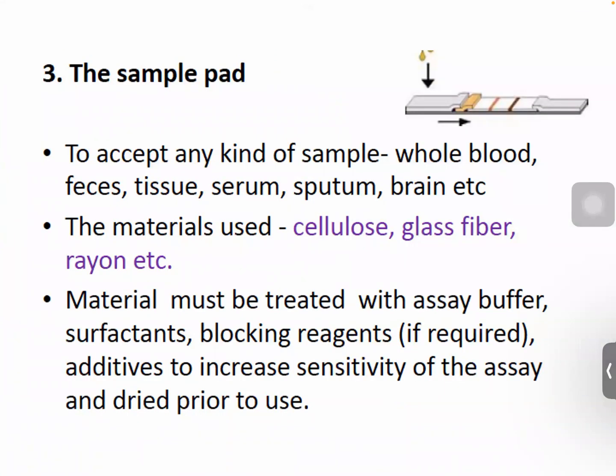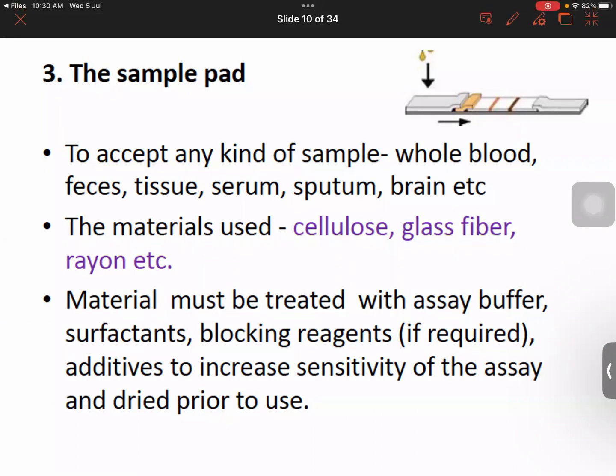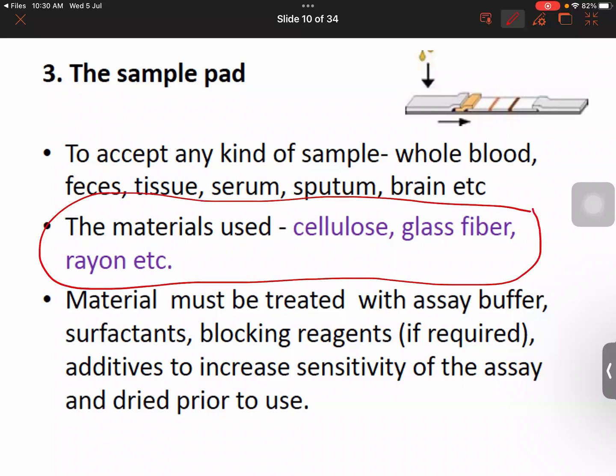So the sample pad is where the sample is being introduced, and of course you can use cellulose or glass fiber. Cellulose is common. Glass fiber is expensive, but it gives better filtration. If you need to filter your samples, glass fiber gives you an option to filter.